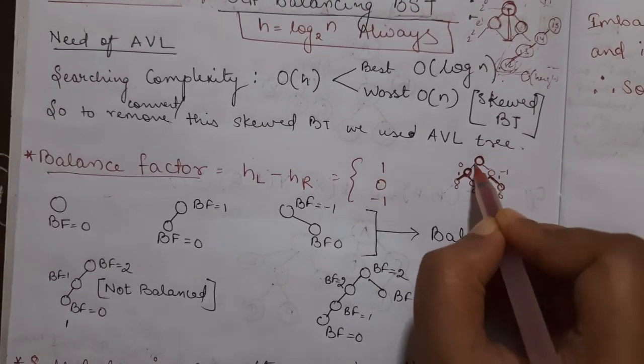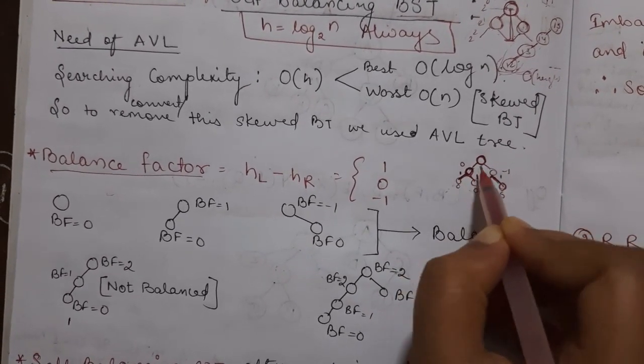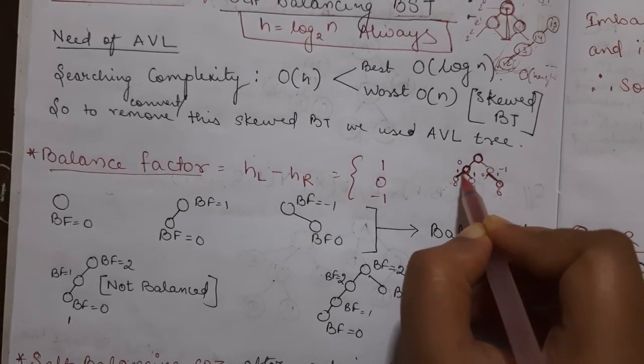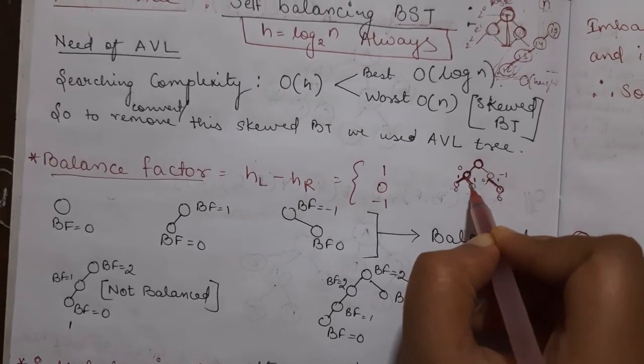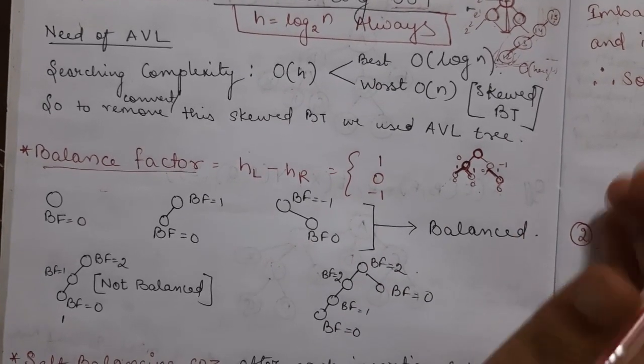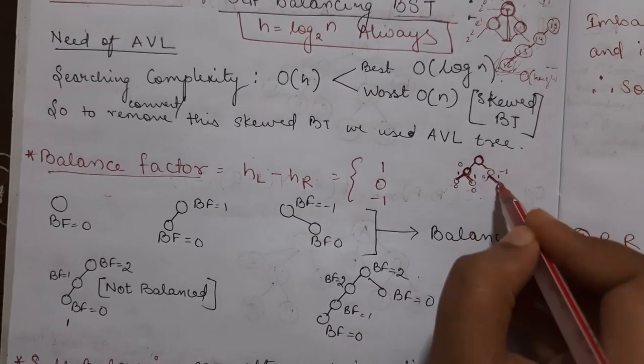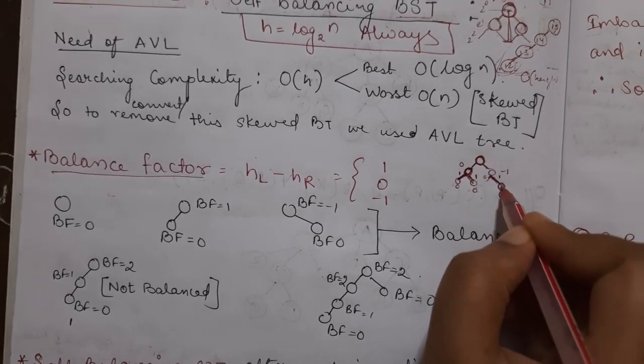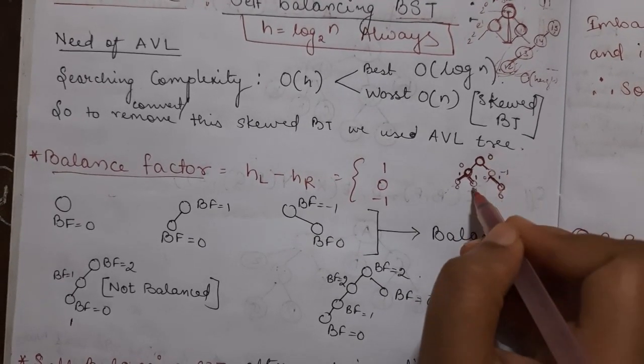Similarly for this, it is 1, 2. Either I can calculate like 1, 2 or 1, 2, it's the same thing. Generally I need to calculate the longest. And here it is 1, 2. So it is 2 minus 2, balance factor is 0.